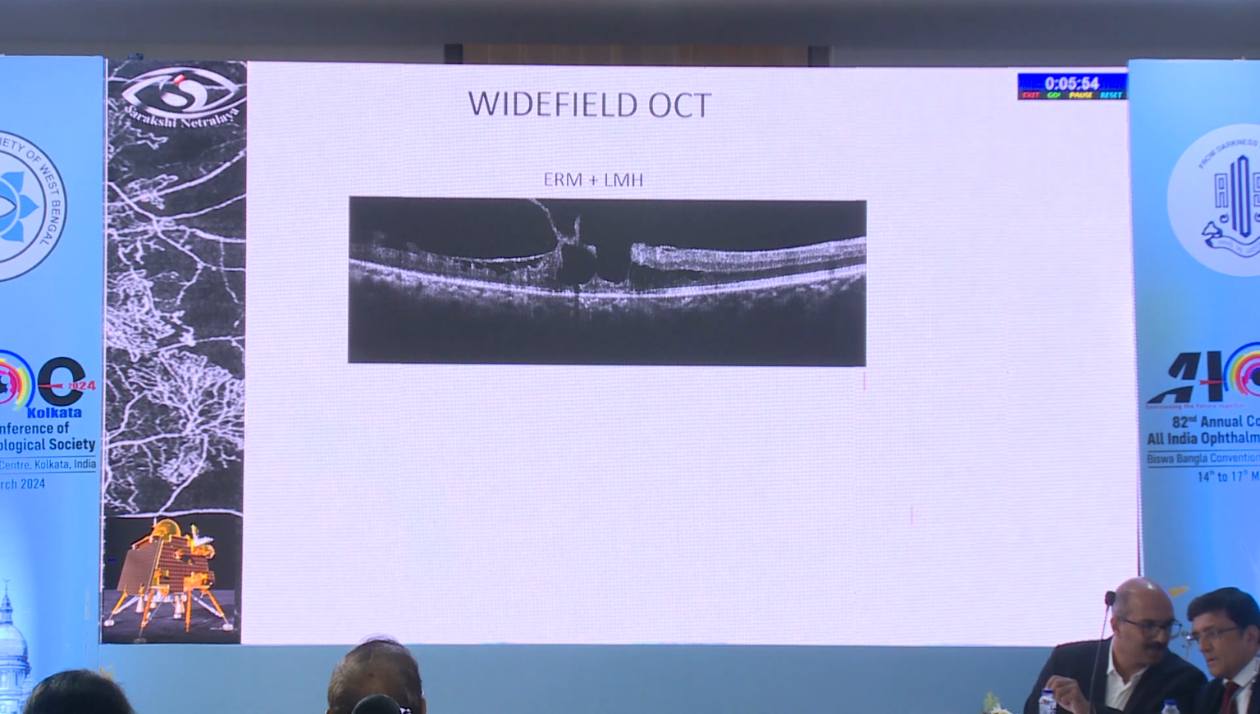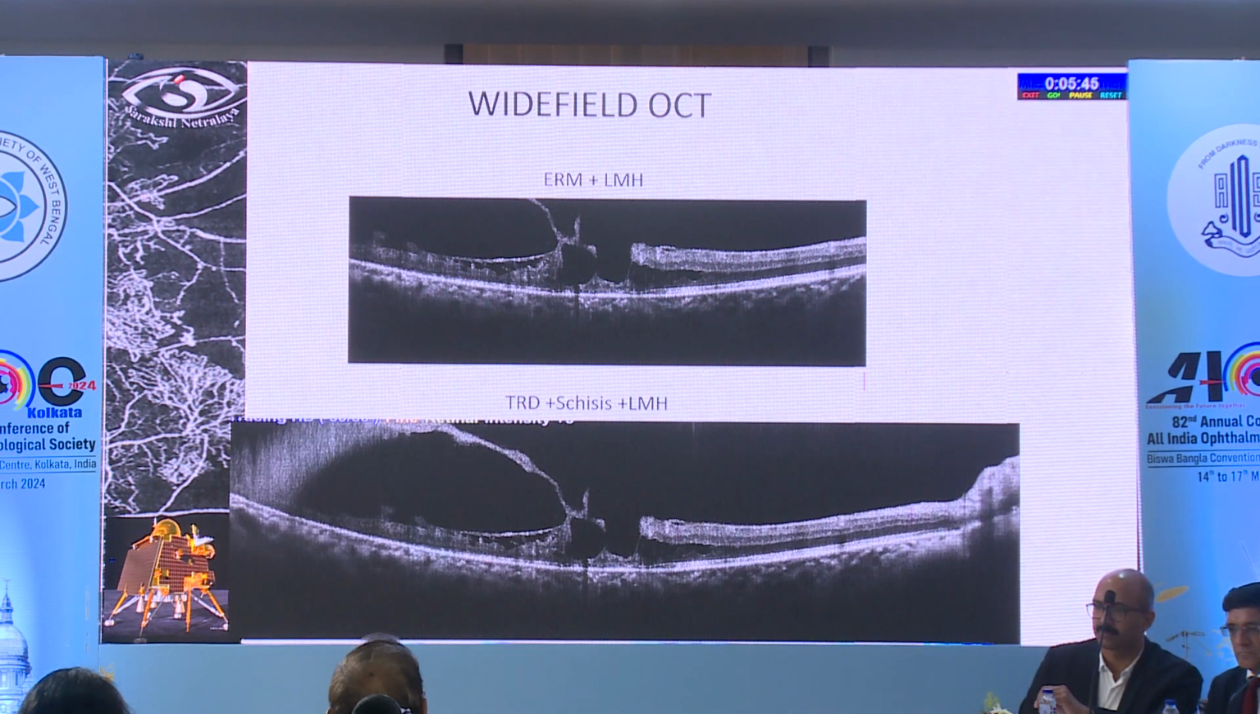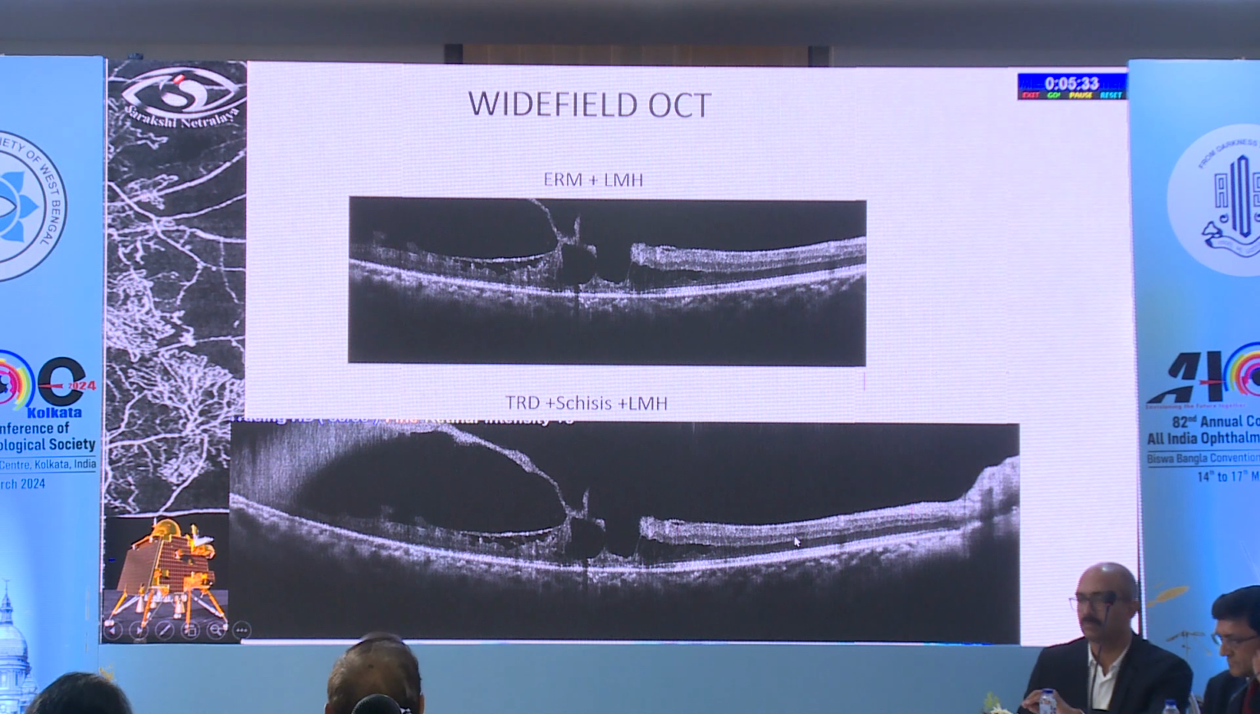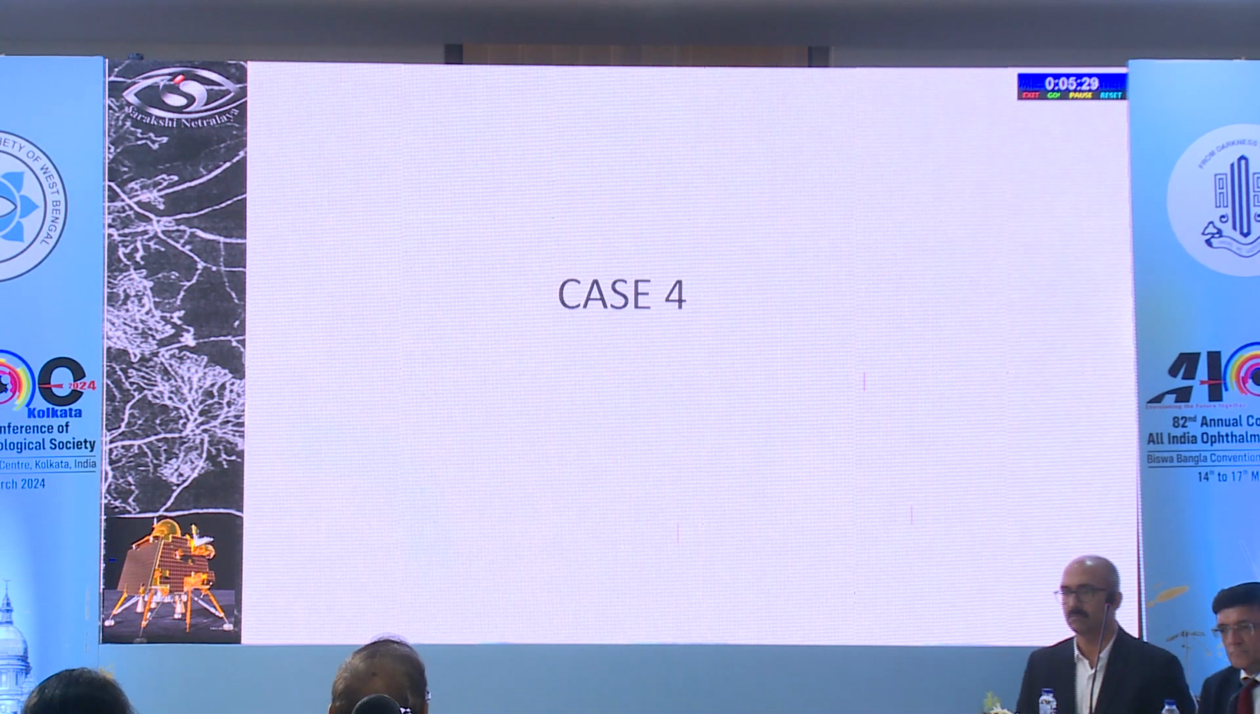Now another case, a patient diagnosed elsewhere as a case of an epiretinal membrane with a lamellar macular hole. Yes, it is true. But now look at the picture. You have a wider perspective, now your diagnosis changes. There is a fibrous tissue which is pulling this and leading to traction. So this is tractional retinal detachment associated with schisis and lamellar macular hole. So it changed the way we look at this particular disease.